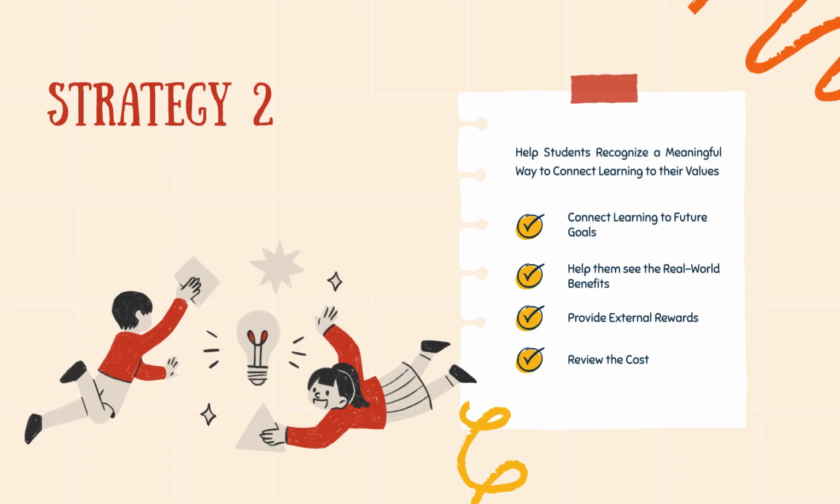So, next, you want to help students recognize a meaningful way to connect learning to their values. And you also want to make sure that you're honest about the cost. So, here's how you can do that. The first step, connect learning to future goals. If you know that the student wants to be a doctor, explain to them the importance of paying attention in biology class. Then help them see the real world benefits.